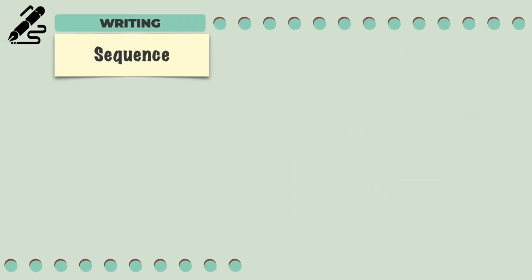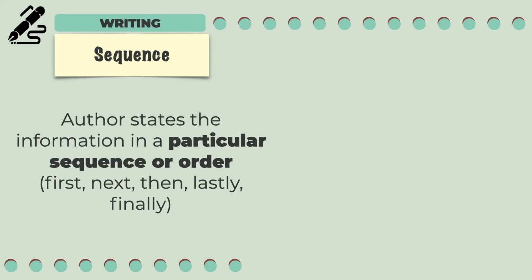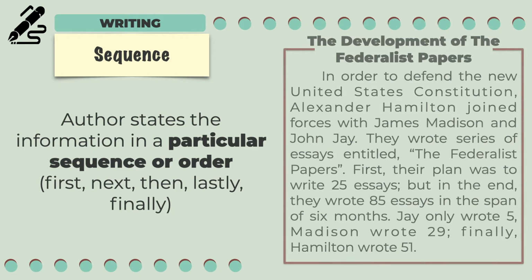The last pattern of development is sequence, where the author states the information in a particular sequence or order. The signal words that may be used are first, next, then, lastly, and finally. For example, the development of the Federalist Papers in American history.